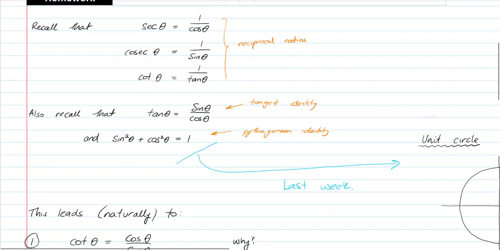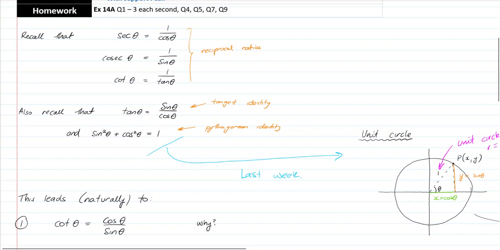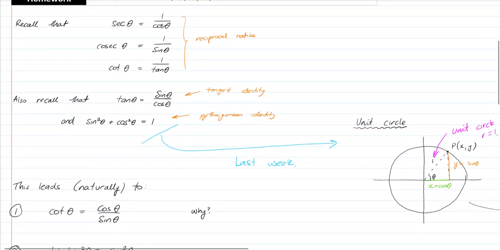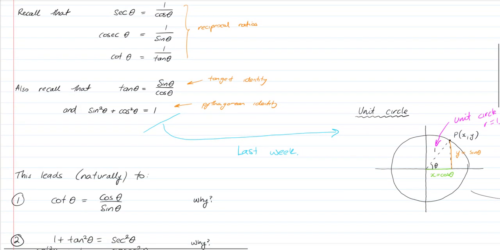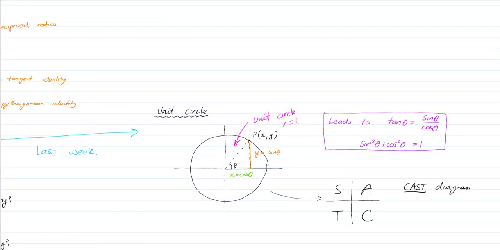First of all, I'll just zoom out so we can see. Recall that sec is 1 over cos, cosec is 1 over sine, and cot is 1 over tan. Also, and we've talked about this in previous videos, tan is sine over cos, and sine squared plus cos squared equals 1. I've left out the thetas because I'm just a bit lazy. But there are, straight away, 5 identities. And remember we talked about the unit circle and how that related.